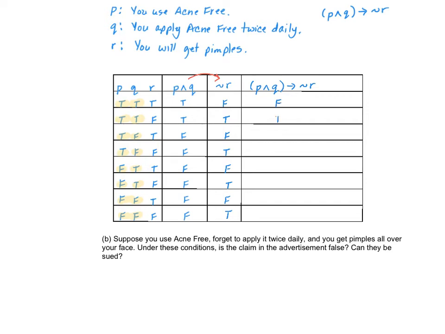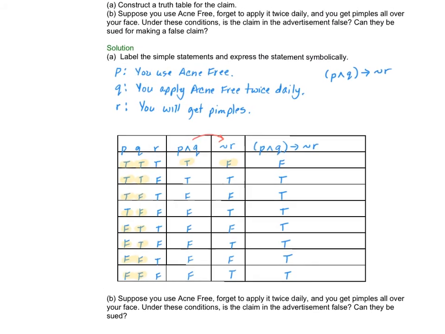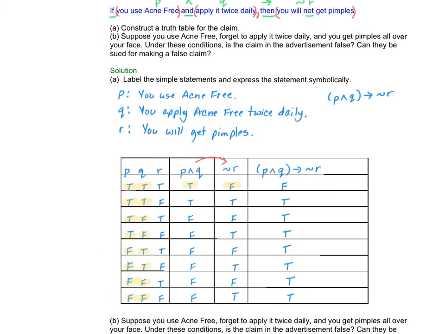True to true is true. False to false is true. False true is true. False false is true. False true is true. So remember that a conditional statement is always true except for in the case where you're going from true to false. So we're done with part A. We created our truth table.